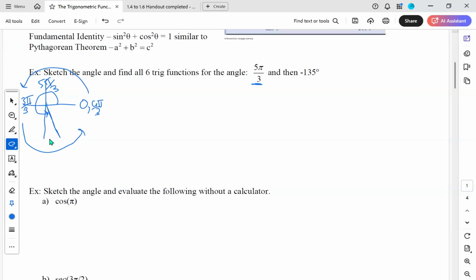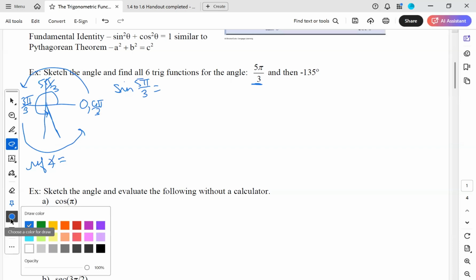All right, now I want to find all 6 trig functions. So I want the sine of 5 pi over 3, and we'll go on from there. Well, like I said, I use reference angles. So because I'm in quadrant 4, I'm going to come off of the x-axis, and let me change colors.